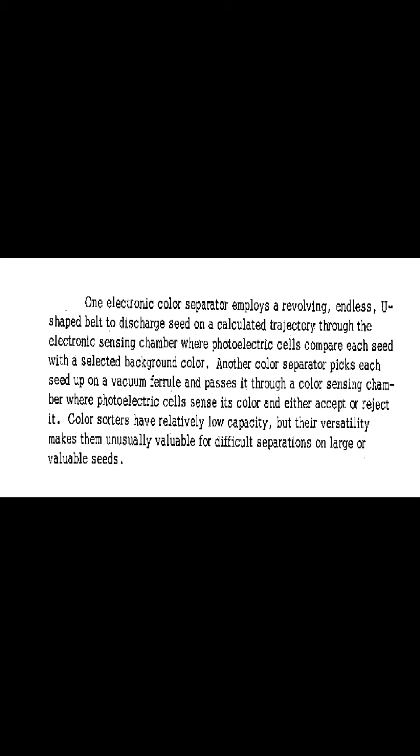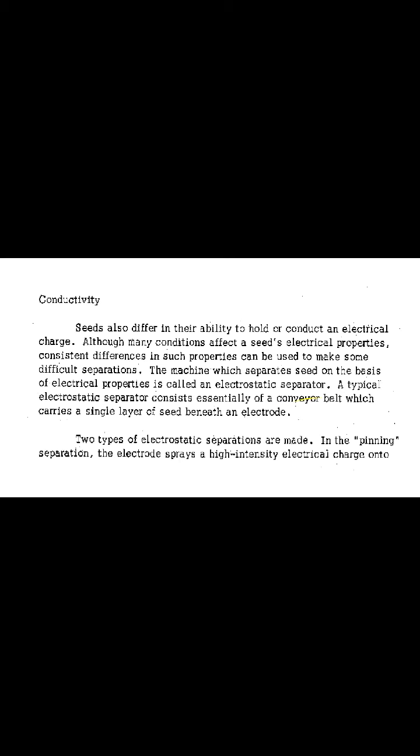other devices. One electronic color separator employs a revolving endless U-shaped belt to discharge seed on a calculated trajectory through the electronic sensing chamber, where photoelectric cells compare each seed with a selected background color. Another color separator picks up each seed on a vacuum ferrule and passes it to the color sensing chamber, where photoelectric cells sense its color and either accept or reject it. Color sorters have a relatively low capacity, but their versatility makes them unusually valuable for difficult separations on large or valuable seeds. Conductivity. This is also an important property.